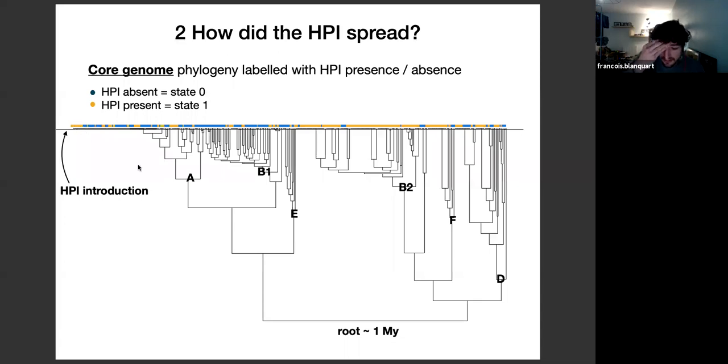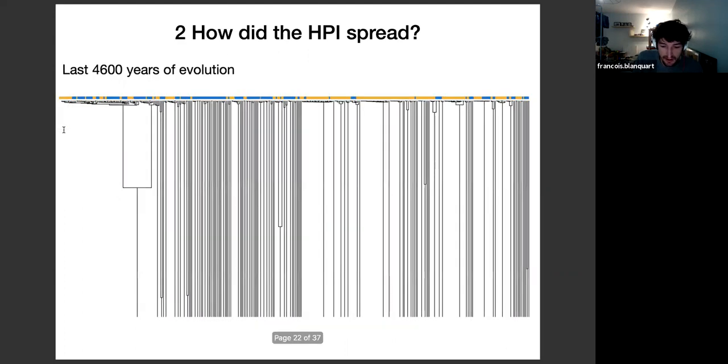The slight difficulty with this is that the introduction of HPI is very recent compared to the whole evolutionary history of E. coli, which we estimate with very large confidence intervals, because there are some difficulties with the molecular clock at this level, but about 1 million years ago for the MRCA of everyone. Regardless, the HPI introduction is very recent. So we tried to look at what happens when you cut this tree and look at these recent clades.